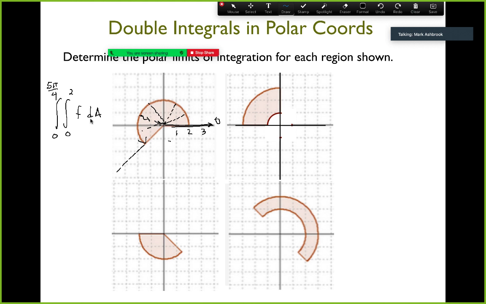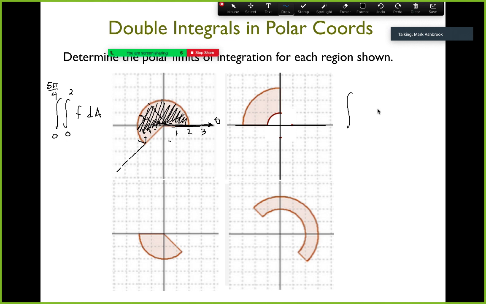So when you let r change from 0 to 2 and theta change from 0 to 5 pi over 4, you get every point in this region. That's what we want. We want to integrate this function for every point in the region. That means r has to start at 0 and go out to 2. Theta starts at 0 and goes around to 5 pi over 4. And that gets every single point in there.